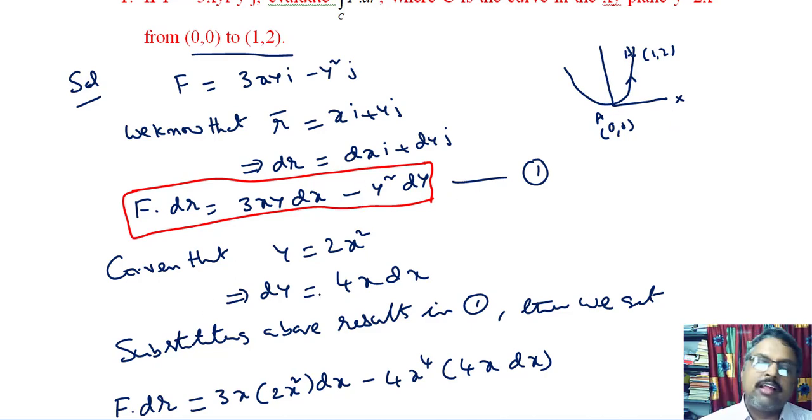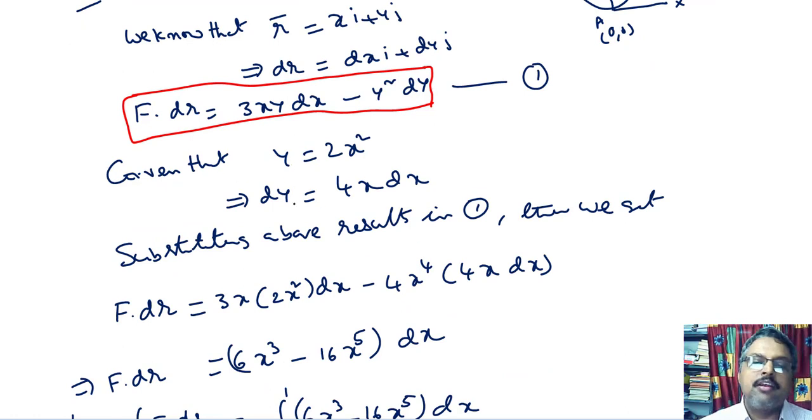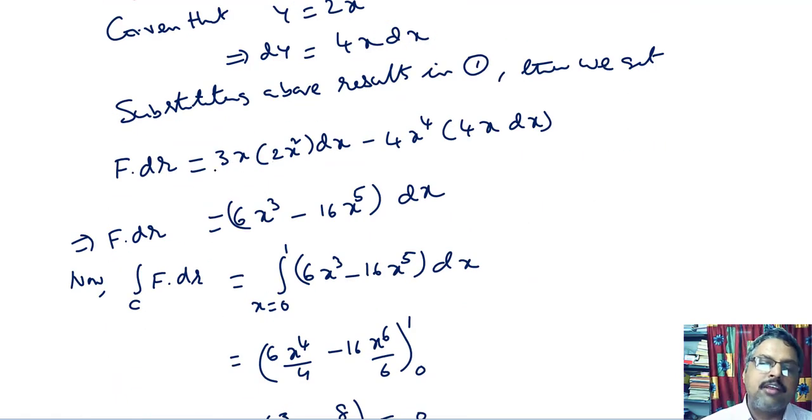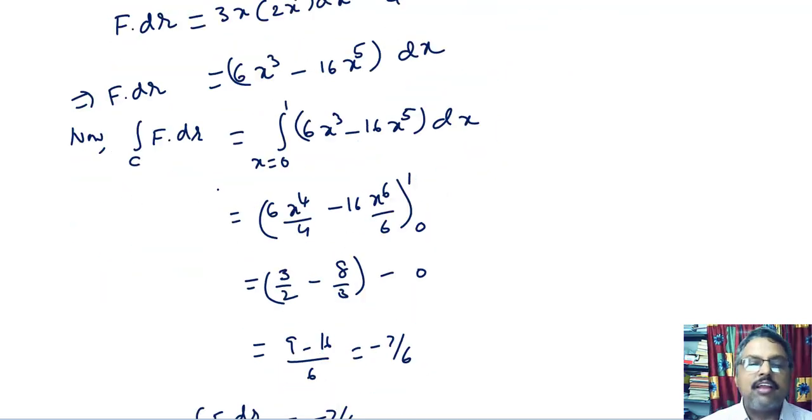Okay, but the given curve is y equals 2x square, dy equals 4x dx. Now substitute all these values in F dot dr. F dot dr equals 3 into x into y, which is 2x square, dx, minus y square, which is 4x power 4, into dy, which is 4x dx. Now after simplifying, 6x cube minus 16x power 5 dx is the common term. Now integrating F dot dr, integral 0 to 1, 6x cube minus 16x power 5 dx.